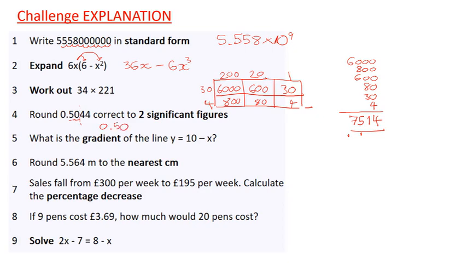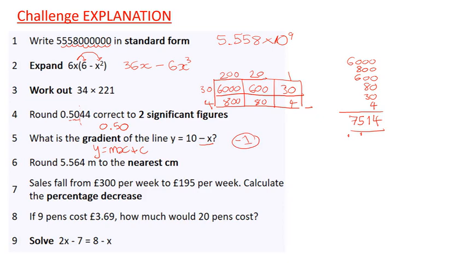Okay, the gradient of this line. Whenever we're looking at a gradient of a line, we're thinking of the formula y equals mx plus c. And here my gradient is the number in front of x. Here, my number in front of x, I can't see it, it's a 1 there, minus 1. So my gradient here, the answer is just minus 1.